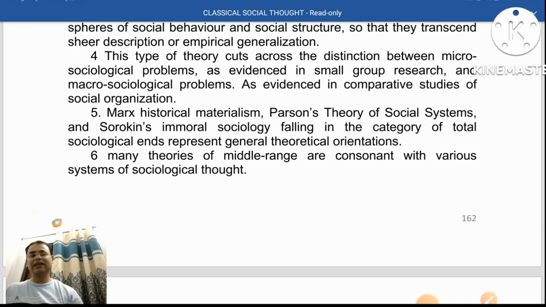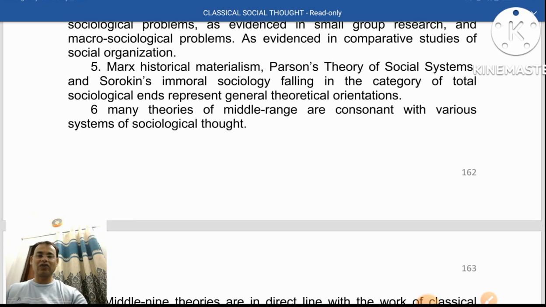This type of theory cuts across the distinction between micro-sociological problems as evidenced in small group research and macro-sociological problems as evidenced in comparative study of social organization. Marx's historical materialism, Parsons' theory of social system, and Sorokin's sociology fall in the category of total sociological systems and present general theoretical orientations. Many theories of middle range are consonant with various systems of sociological thought.